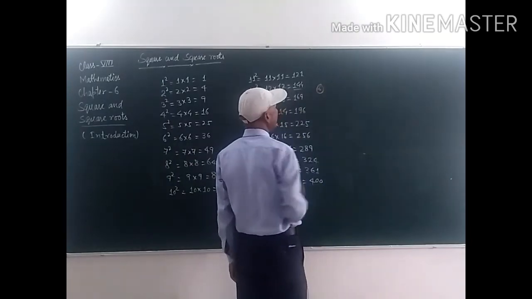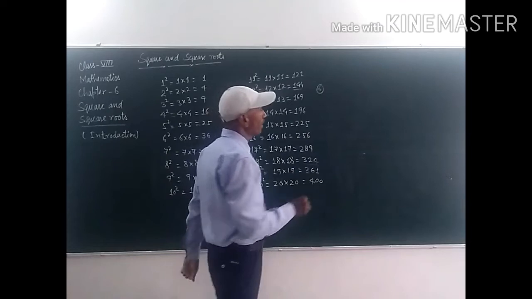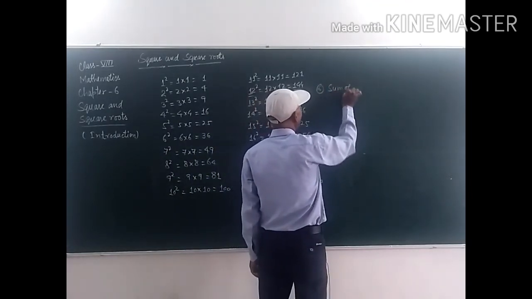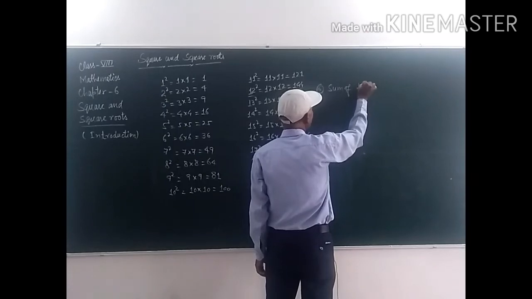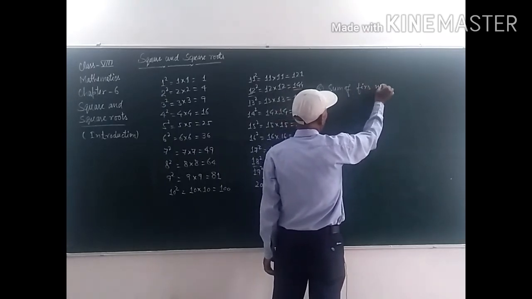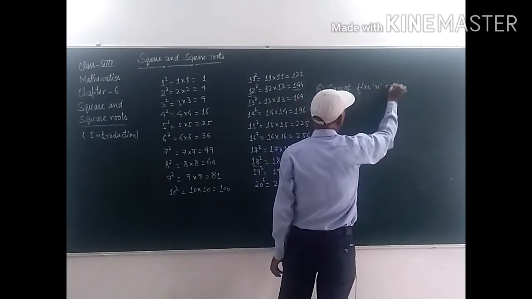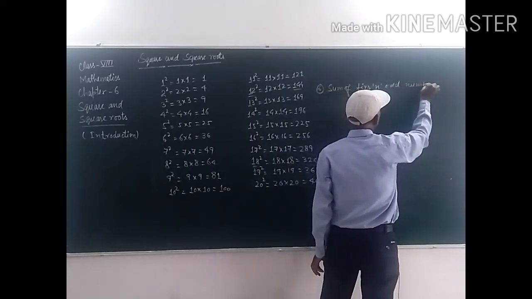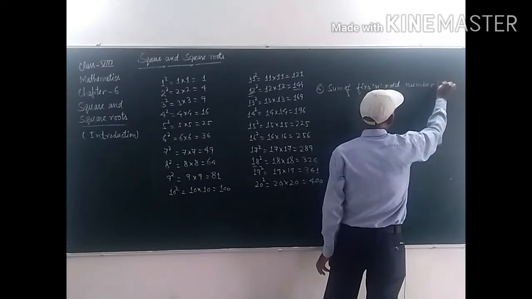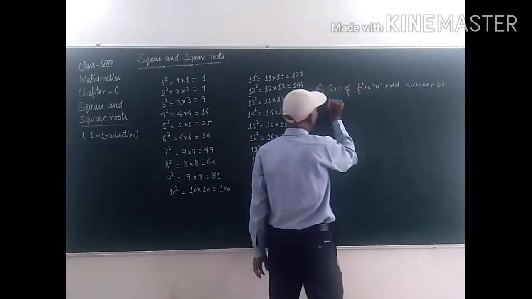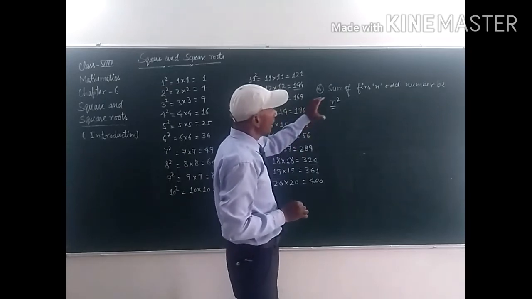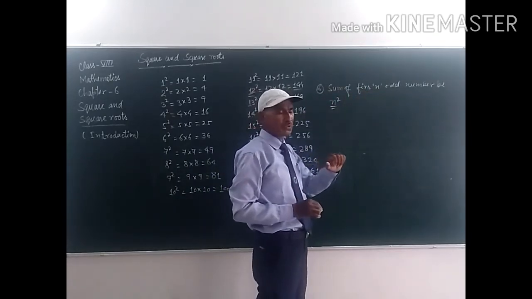Sixth property, it is also an important property, student: the sum of the first n odd numbers will be n square. Clear, student? Sum of first n odd numbers, student.